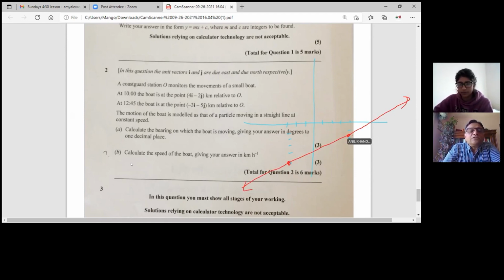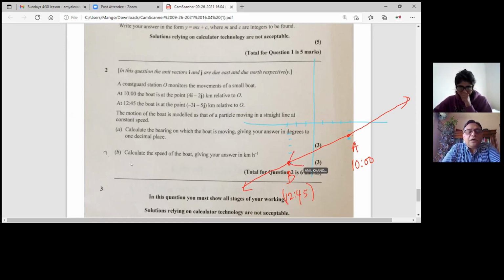So at 10 a.m., the boat is at this position. A is my first position, which is at 10 a.m. Position B is at 12:45. So these are the 2 positions. Part A is to calculate the bearing on which the boat is moving. Basically the bearing is the angle in which it is moving, so you need this direction.